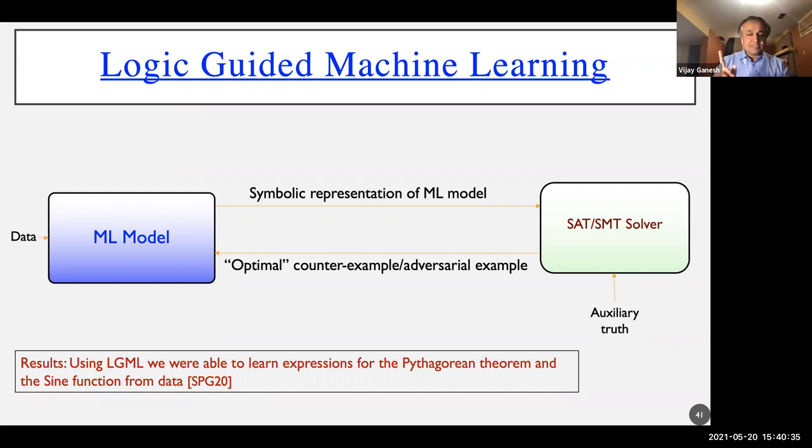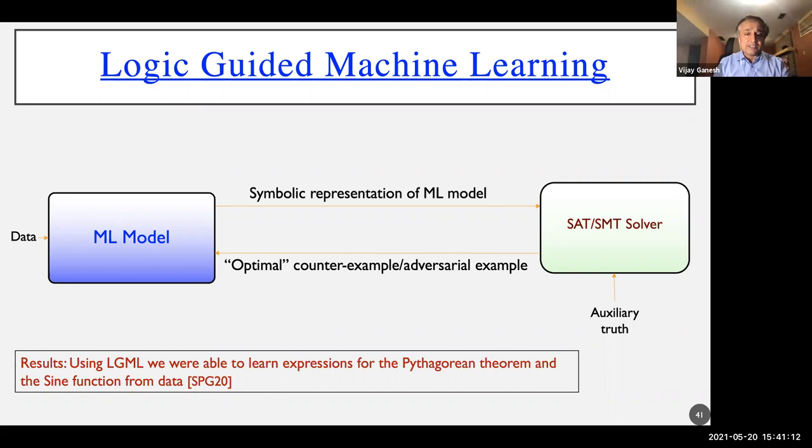Physicists do it all the time. If your theory is inconsistent with the second law of thermodynamics, then there is something wrong with your theory. In the same way, we take the symbolic representation of the machine learning model, we give it to the SAT solver, and we give it an auxiliary truth. In this case, the auxiliary truth that we know to be relevant is the triangle inequality, which says that the sum of the lengths of two sides of a triangle must be greater than the length of the third side. And if there is an inconsistency between these two, then I know that the symbolic representation of your model is broken. Your machine learning model is broken. I construct a counterexample and ask the machine learning model to go and learn again.